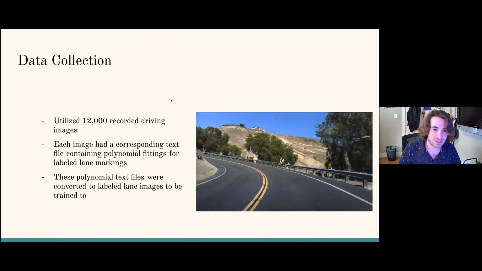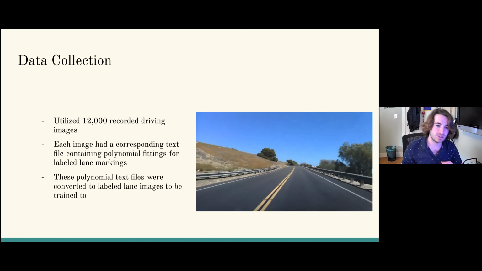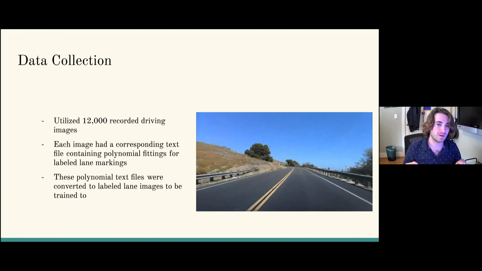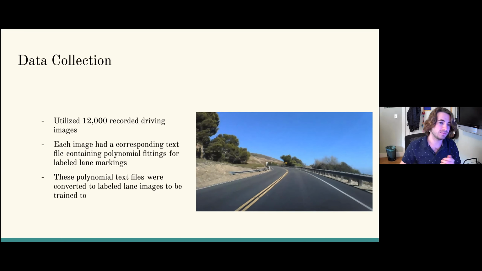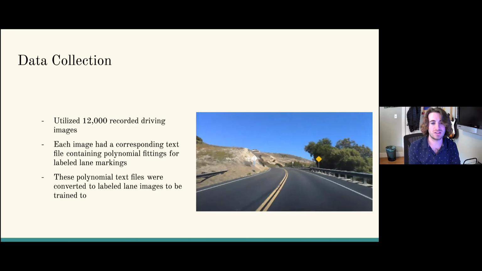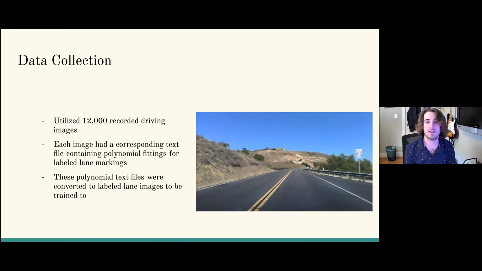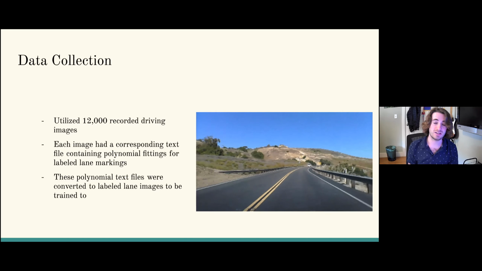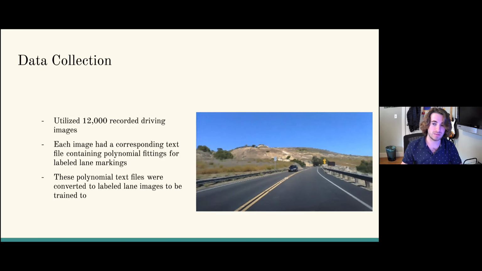For the data collection process, I downloaded 12,000 recorded driving images, and each image came with a corresponding label, where the label was a labeled lane for that image. The labels were set up as text files which contained polynomial fittings for each lane marking. And then these polynomials were converted to true images, and those were the images that my model was to be trained for.